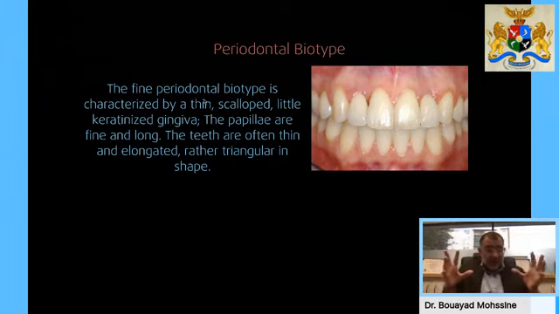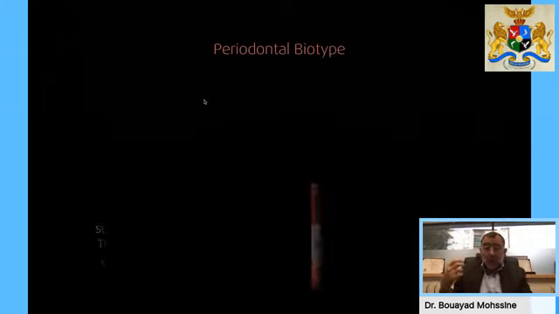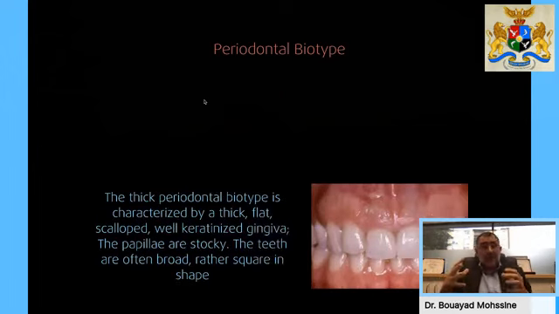When we have a thin biotype, you have to change this biotype into a thick biotype. That's why we have to perform soft tissue surgeries to change this biotype into a thick biotype, which is characterized by a flat scallop with keratinized gingiva. The papilla is stocky and the teeth are often broad, rather square in shape.